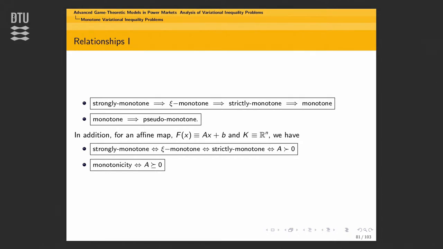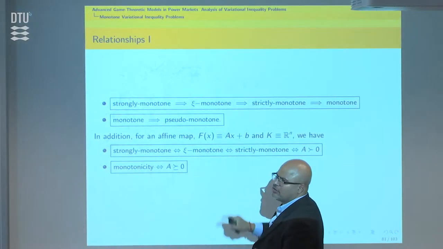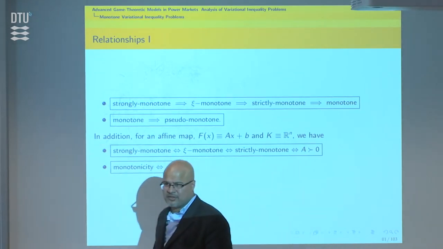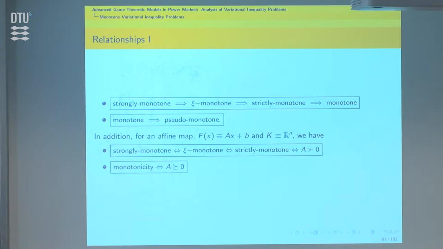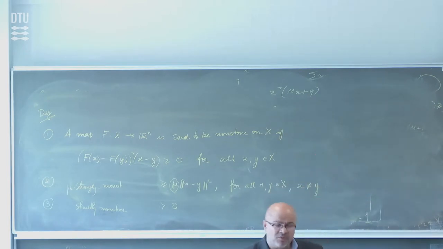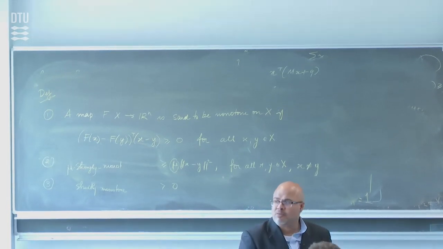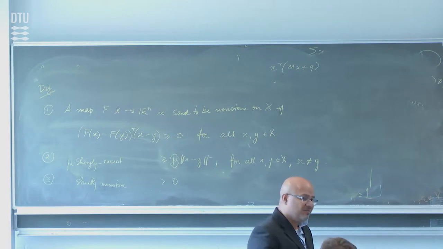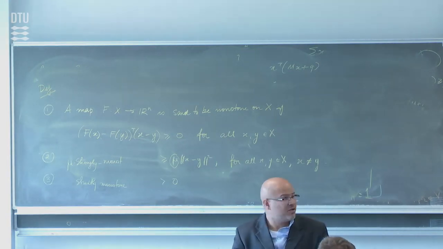Now, if the map is affine, strong, strict, and strongly monotone are equivalent, right? And monotonicity is equivalent to the matrix being positive semi-definite. So for instance, if you have an LCP, if the M matrix is positive semi-definite, that's a monotone problem. If the matrix is positive definite, then it's strong or strict monotone. They're all equivalent. For general maps, for you to assess this, you need the Jacobian of the map, and I'm going to show you that. You need to compute the Jacobian.